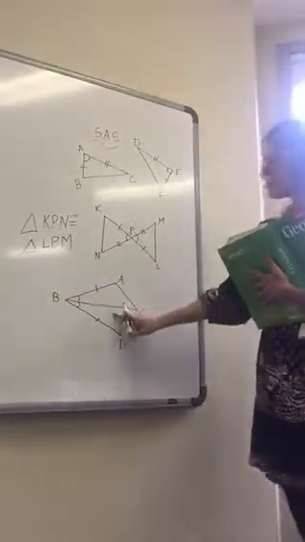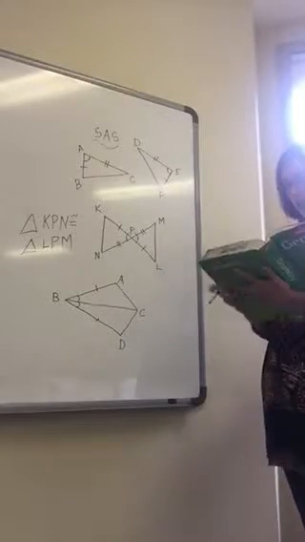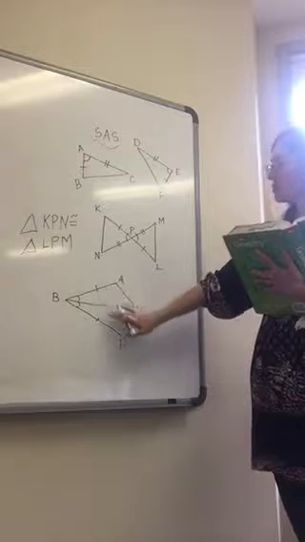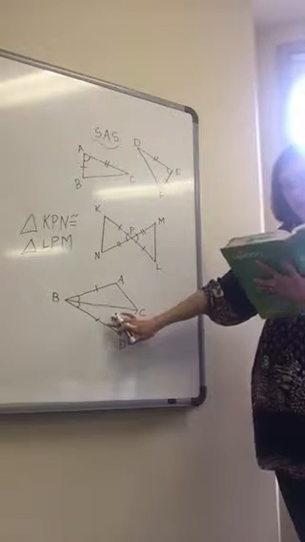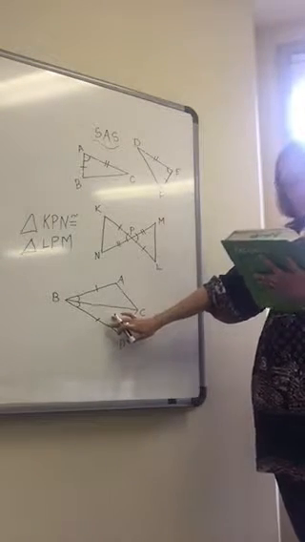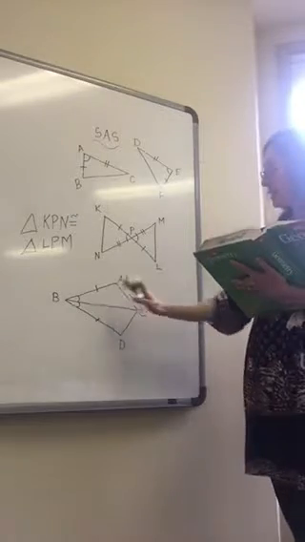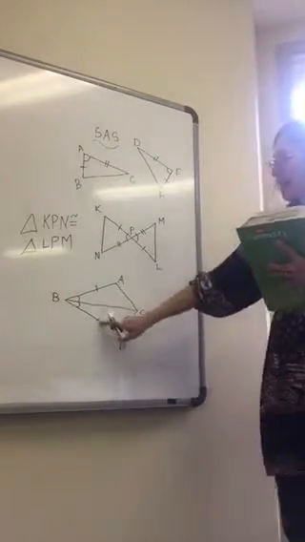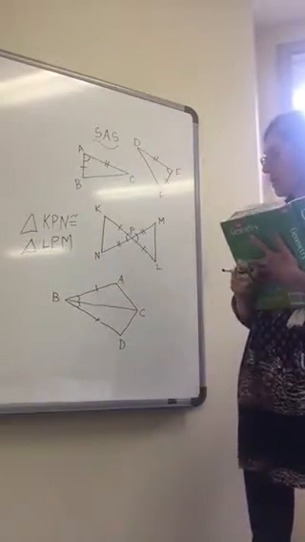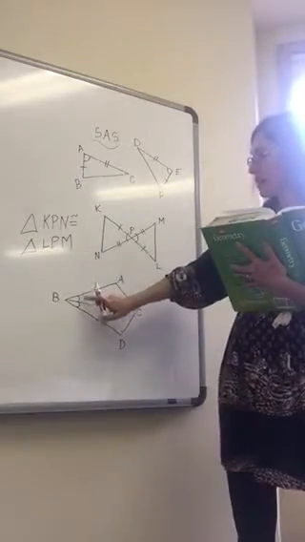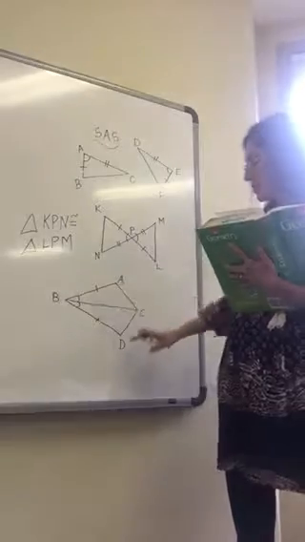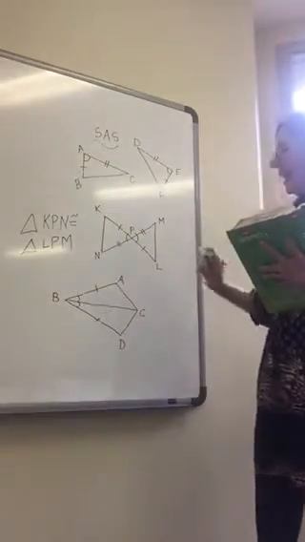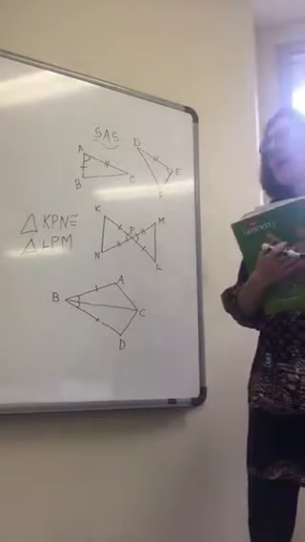All right, let's look at this one. Same thing. How do we use side, angle, side to show that these two triangles, the top and the bottom, are congruent? How do we show that triangle ABC is congruent to DBC? Well, we have a side. AB is congruent to DB. We have an angle that's DBC is congruent to ABC. And we need another side.